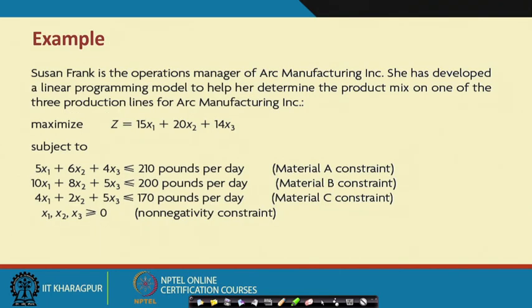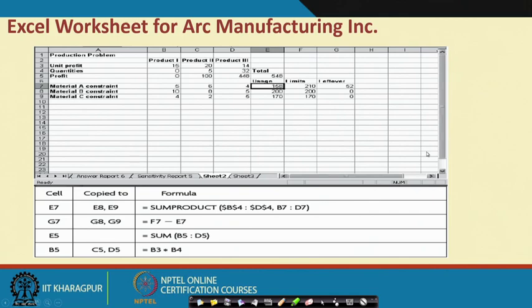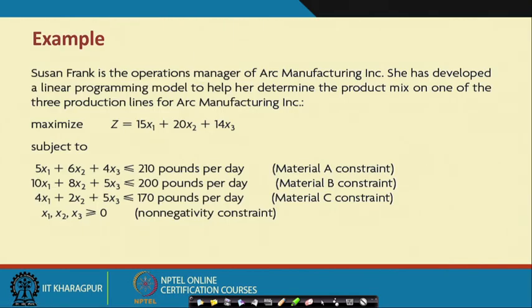Now there is another example here. The idea is to maximize z equal to 15 x1 plus 20 x2 plus 14 x3 subject to 3 constraints, all of less than type. The first constraint is the material constraint, that is material A, the second is material B, the third is material C. Then again the non-negativity restrictions, and corresponding to this primal problem we can have solutions.